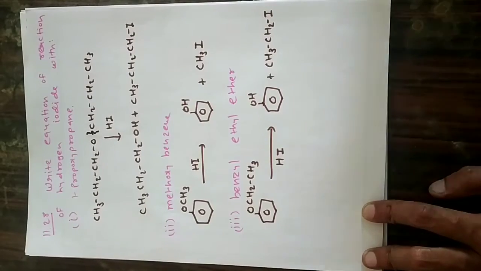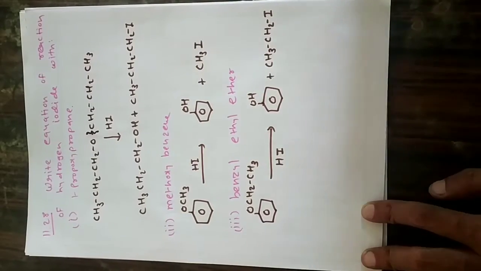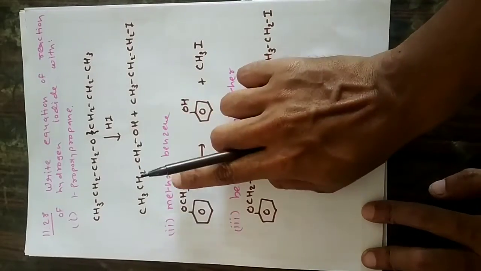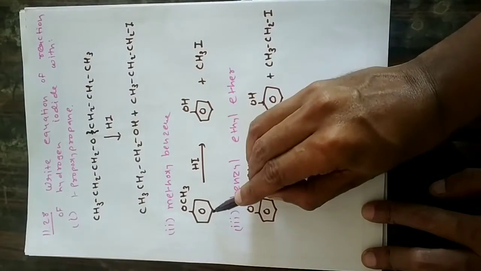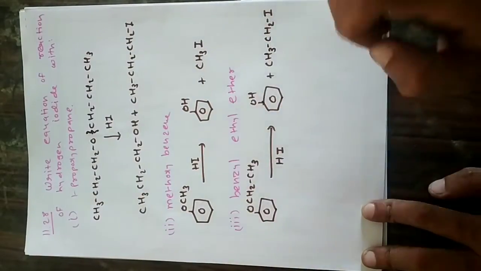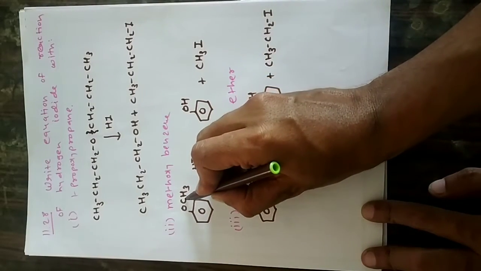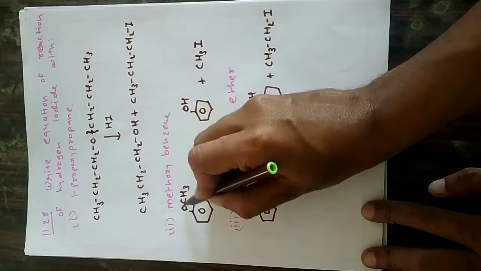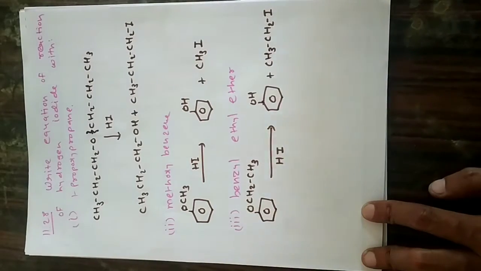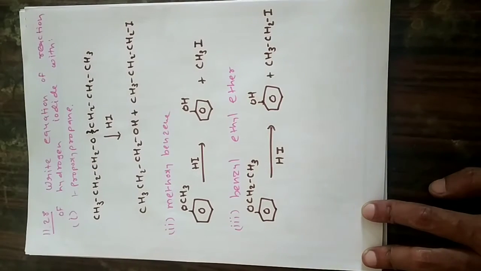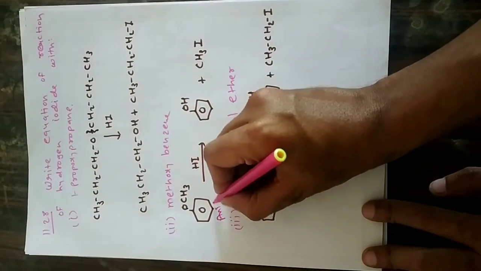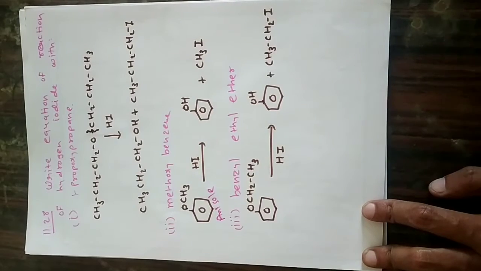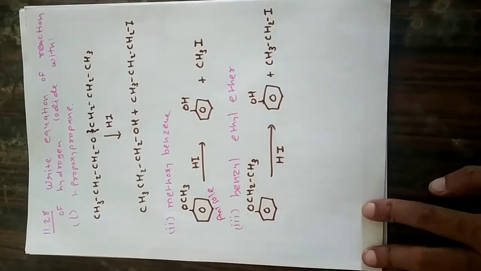Now look at the second question. Here methoxybenzene is given to us. It is our starting material, methoxybenzene. You can see benzene is there. Now methoxy means meth plus oxy. Meth means one carbon, and oxygen. For the remaining valency you have to put hydrogen. So this is the structure of methoxybenzene, which is also named anisole. Now when it reacts with HI, what do you have to do?